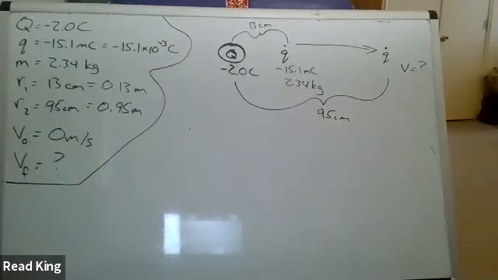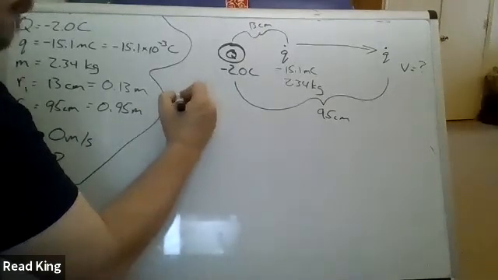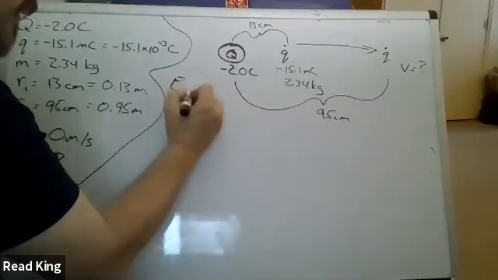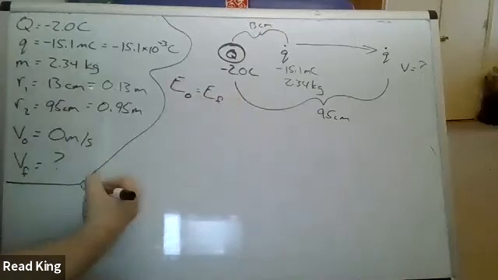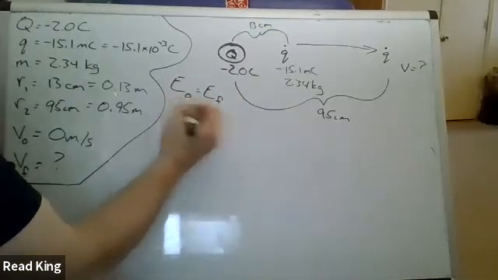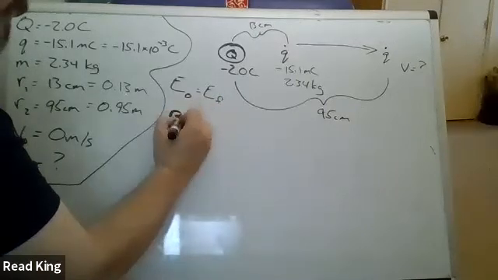So what do we have? Just generic thoughts before we really start calculating on the problem. We know that total energy before is going to equal total energy at the end. Initial with a 0, F with an F for the final.